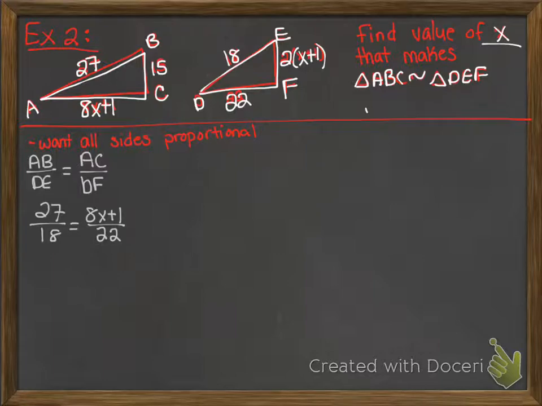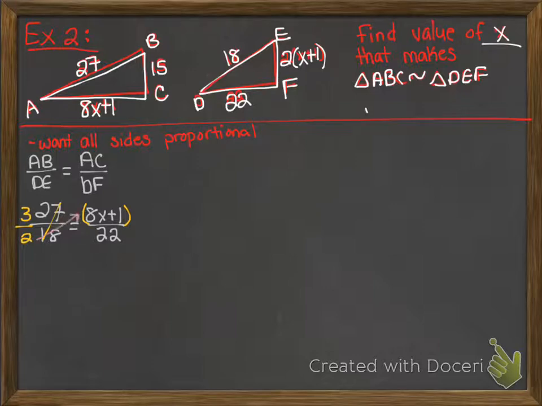Before I solve this proportion, there's a few things I'm going to do. Does anyone know what's one of them? Before I cross multiply, I'm going to put 8x plus 1 in parentheses, and I'm going to simplify. What goes into 27 and 18? 9. 9 goes into 27 how many times? 9 goes into 18 how many times? Good. Now let's cross multiply.